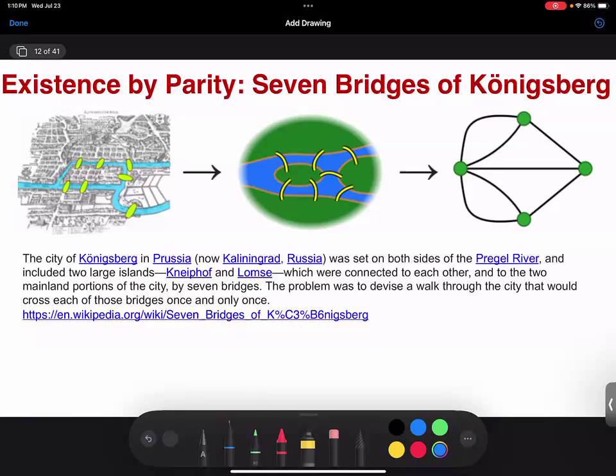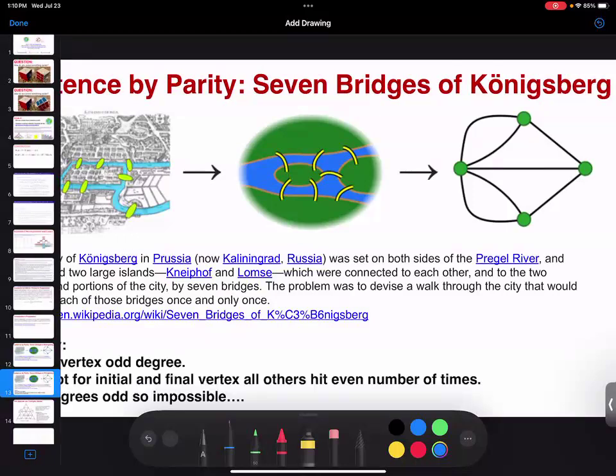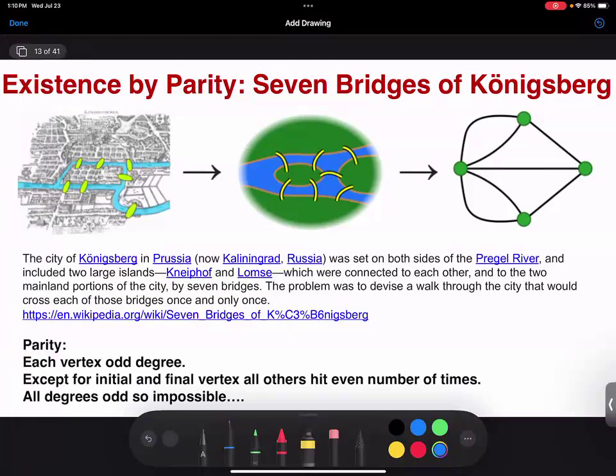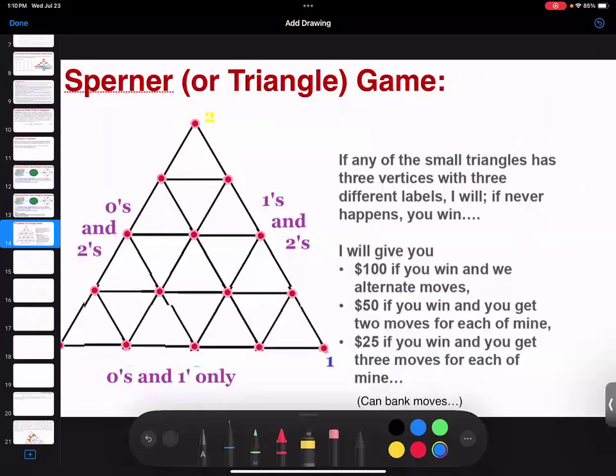So even if I take one for the start and one for the end, for everything else, if I enter, I then have to leave. And so it would have to be an even number of edges. And so this is proof by parity. So since every vertex has an odd degree, I know there's no way to cross each bridge once and only once, no matter where I start, no matter where I end. So parity arguments are great.